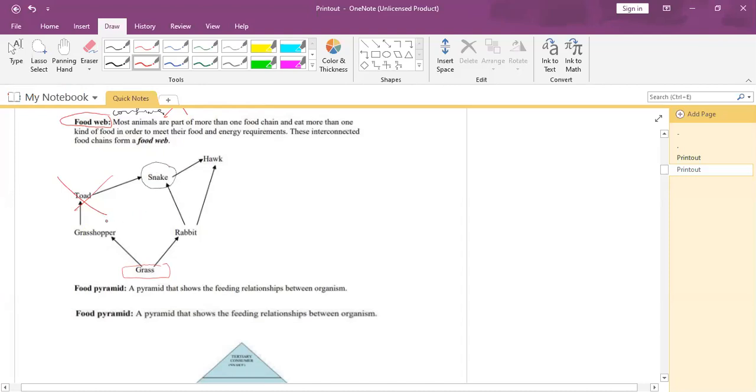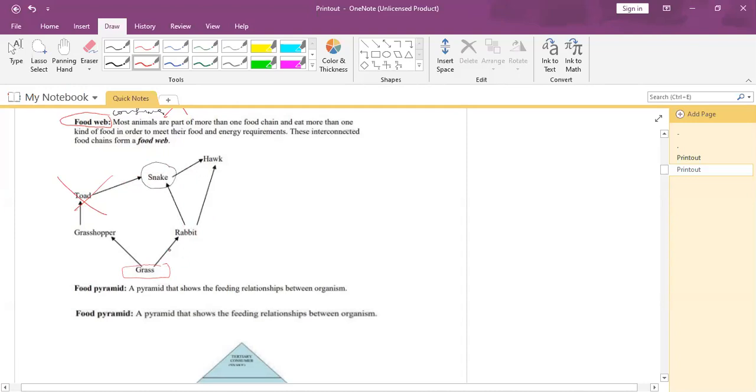Here, the snake has another source of food. If the toad population is not there, the snake is still getting food from the rabbits, another source of food. So it's unlikely that the snake population is going to change. That's what we can say, it's unlikely that it's going to change. It's still getting food from the rabbits.